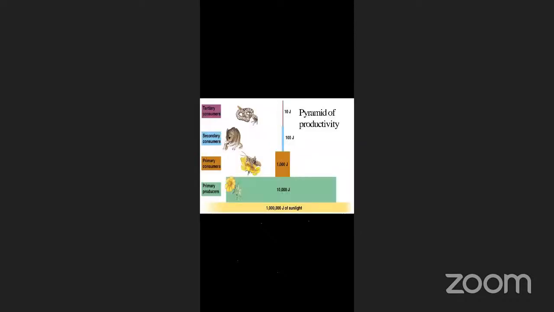Then next is the pyramid of productivity. Here, how much energy is fixed in a particular time period? That means how much solar energy is utilized. That is represented in the pyramid of productivity. We have already discussed this. We have lots of energy from the sunlight, which is taken up by the plants, but plants can take up only a small amount of energy. They cannot take the entire energy from the sunlight. From plants to primary consumers, it is still reduced. Then to secondary consumers, then to tertiary consumers, it is significantly reduced in terms of productivity. Okay, so this is the pyramid of productivity.